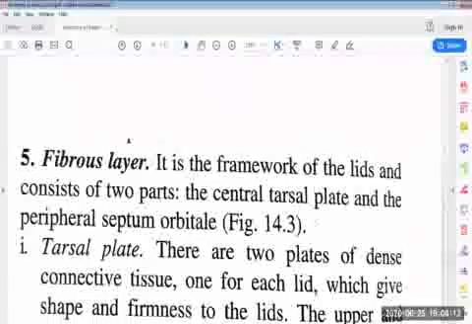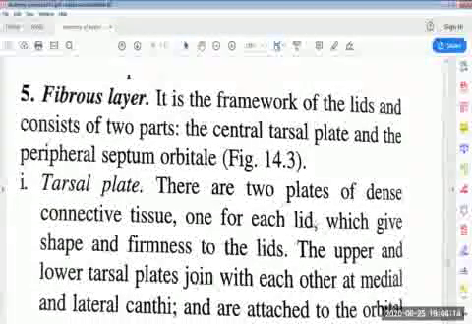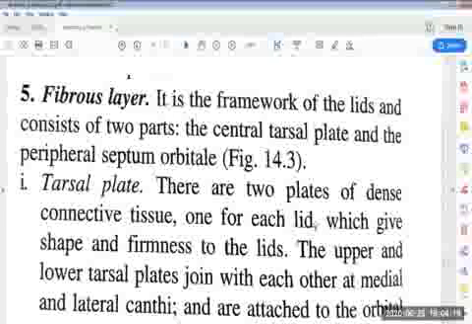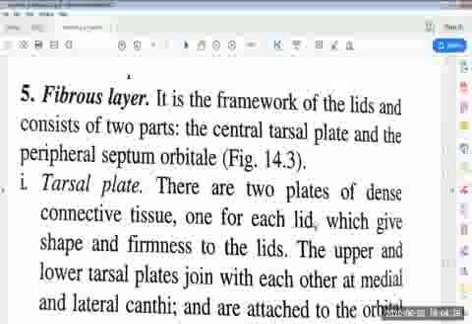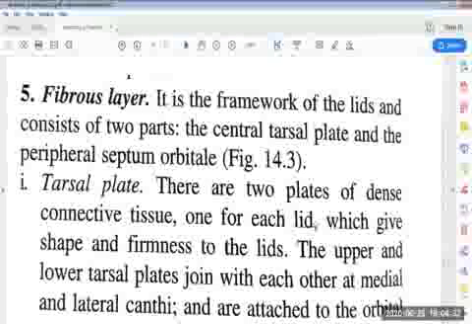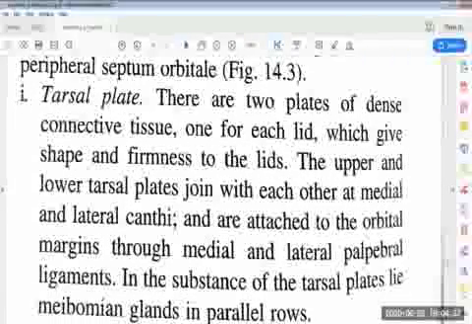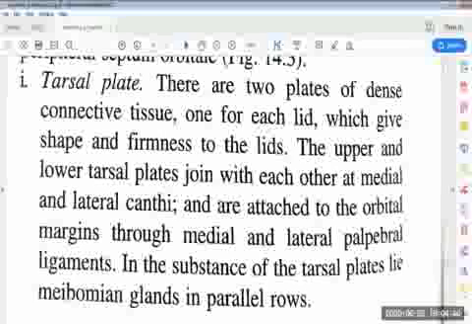Then the next layer in the eyelid is the fibrous layer. It is the framework of the lids and consists of two parts: the central tarsal part and the peripheral septum orbitale. I will show that in the image. The tarsal plates are two plates of dense connective tissue, one for each lid. Means in each lid we have a plate of connective tissue which gives shape and firmness to the lids. This is the function of the tarsal plate.